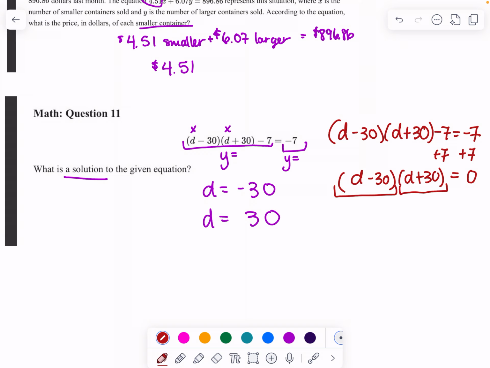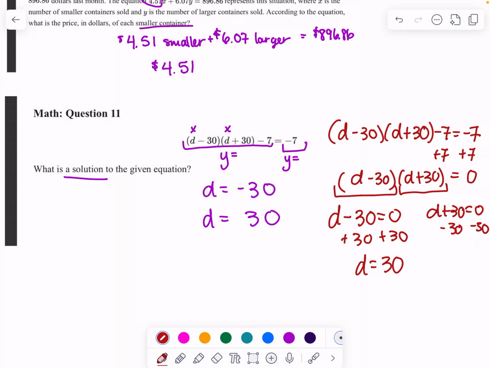So I could say, when is D subtract 30 equal to 0? So add 30, add 30. So D could equal positive 30. Or if it was D plus 30 equals 0, I could subtract 30, subtract 30. So D would equal negative 30. So that's both ways, algebraically and using Desmos. And I think that was all the questions that you sent. So, yay.